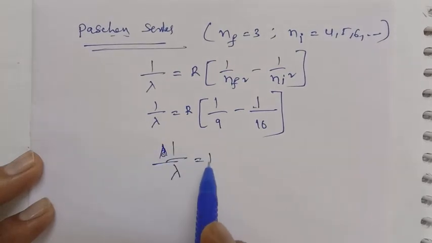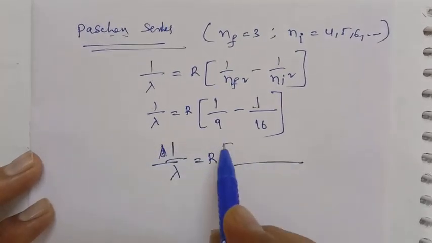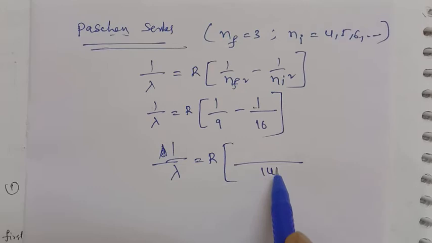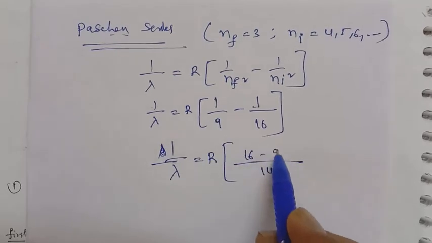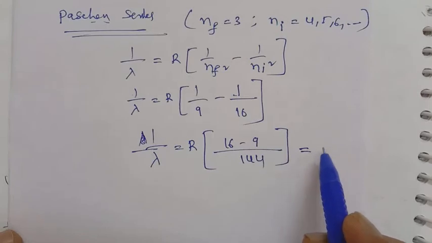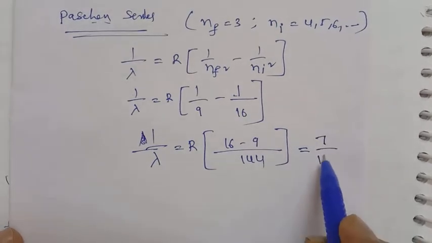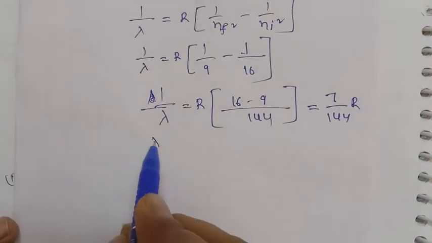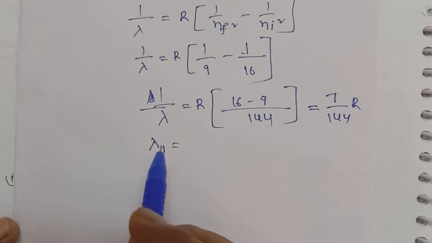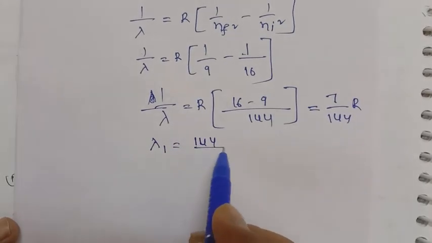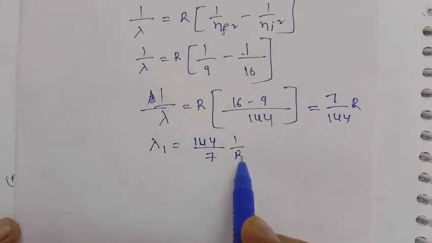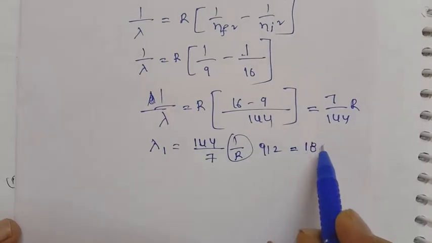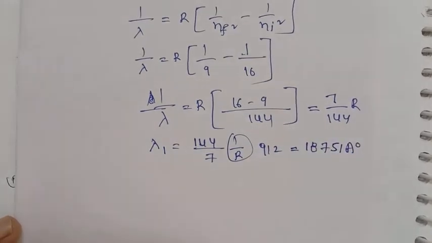1 by lambda is equal to R into the LCM of 9 and 16, which is 144. So then 16 minus 9 is 7 by 144 R. It is the 1 by lambda. Then lambda is equal to lambda 1. First line, lambda 1 is equal to 144 upon 7 into 1 by R. 1 by R is nothing but 912 angstrom. Then what is the value we are getting? 18751 angstrom.